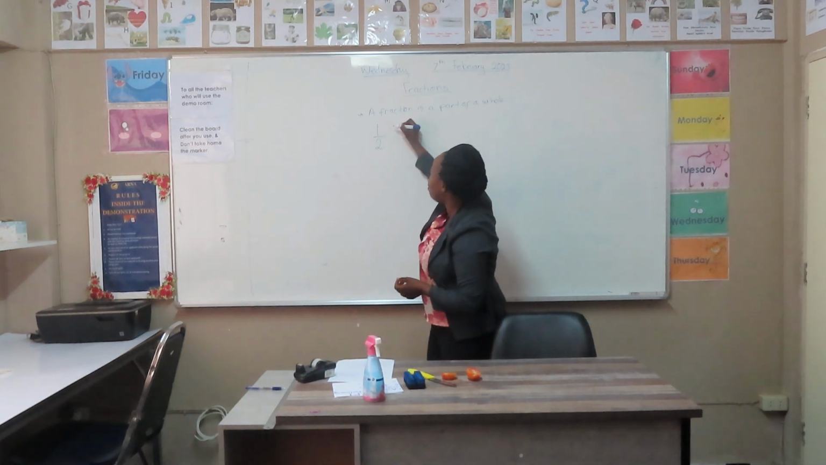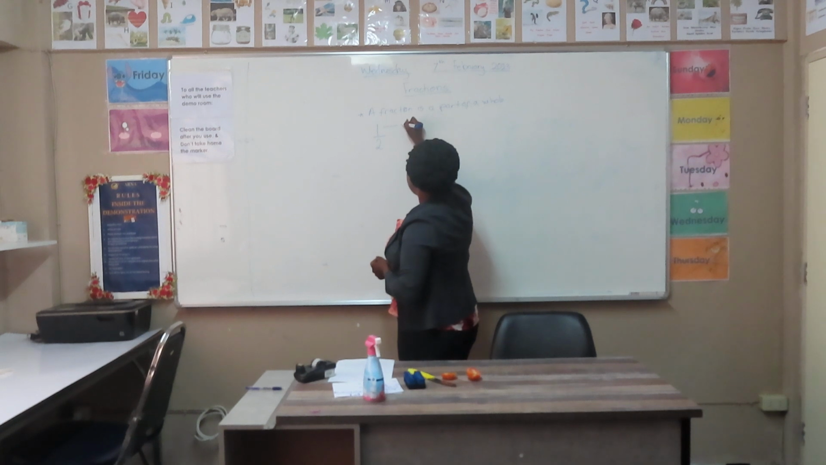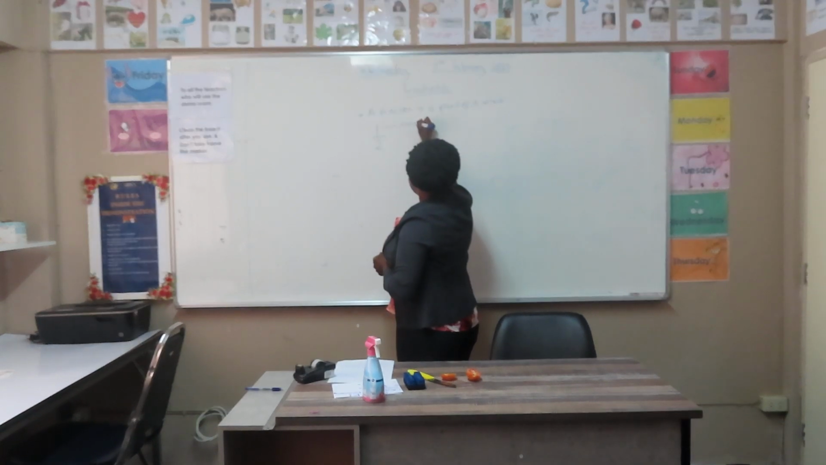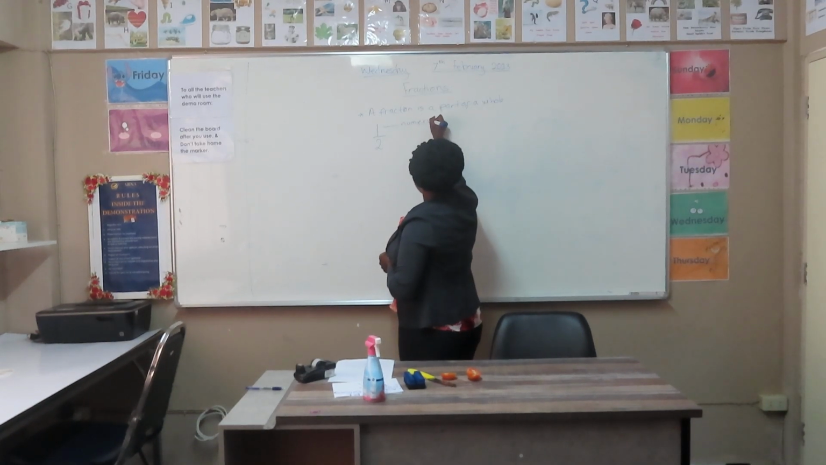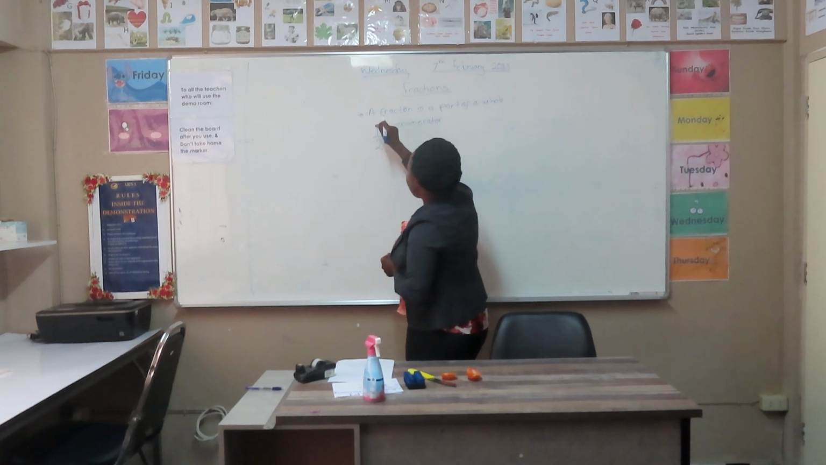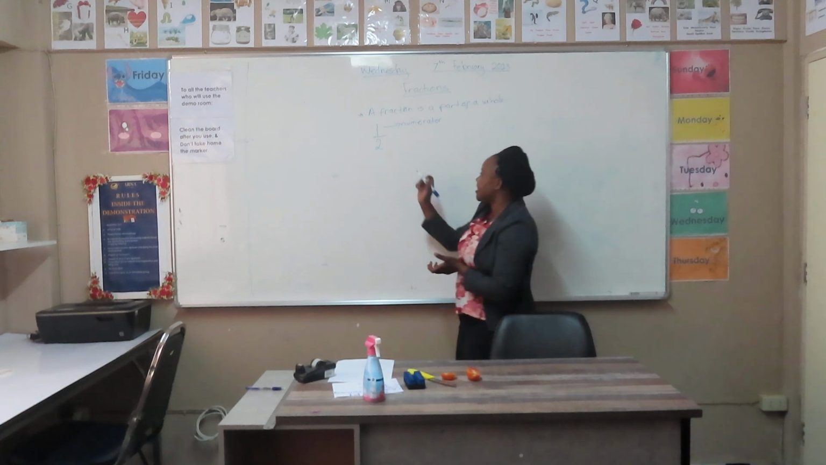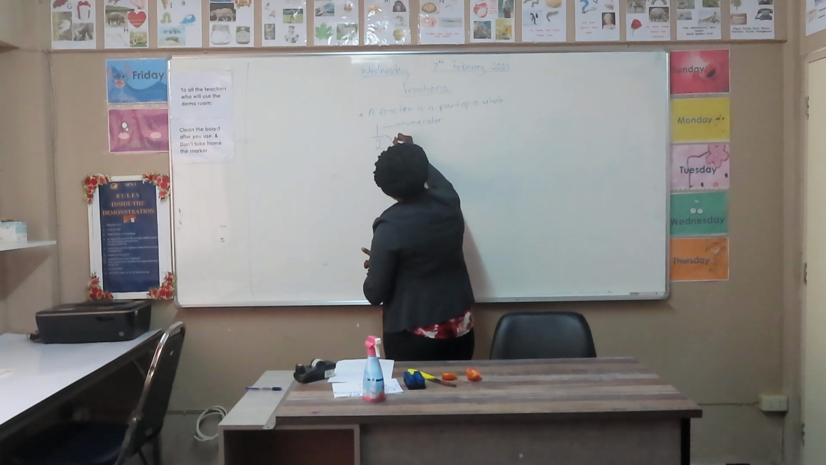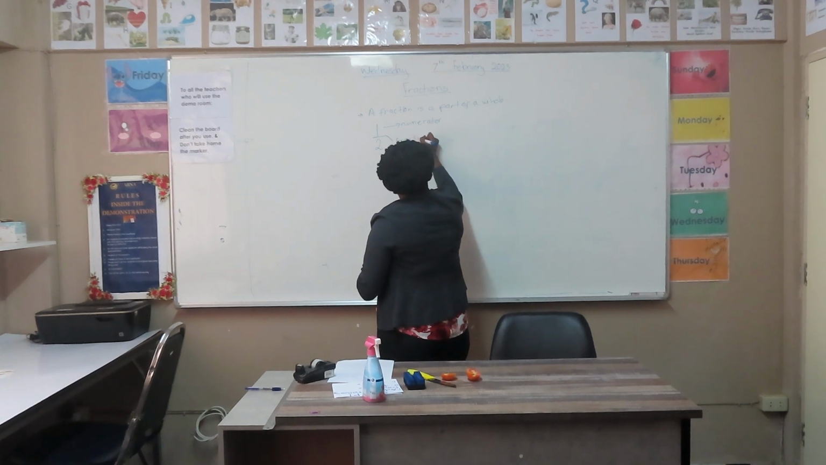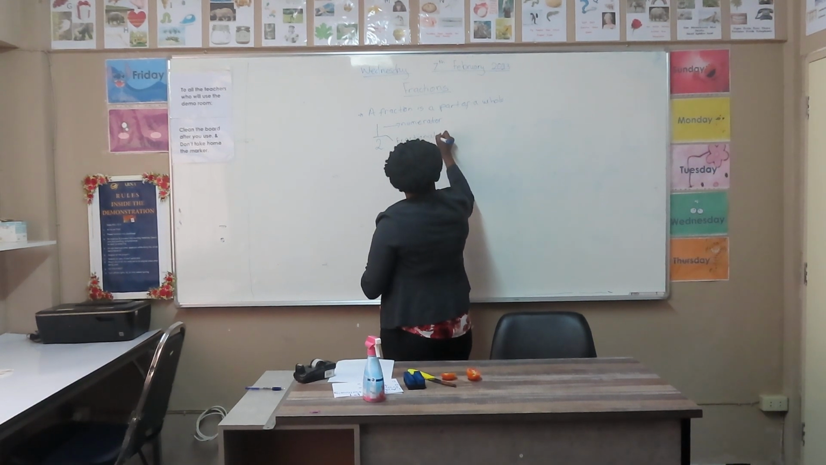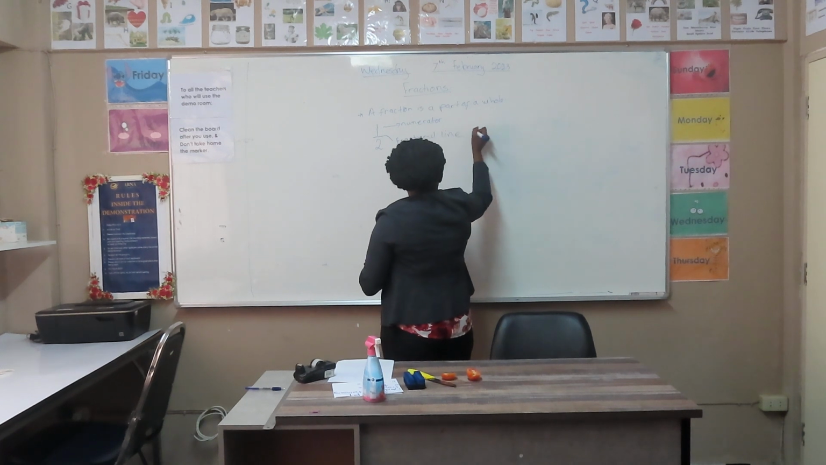The top number is called the numerator. Let's all say numerator. Numerator. Yes, can we all please write this? This is the numerator. The 1 is the numerator. This line is also called the fractional line, or the division line.